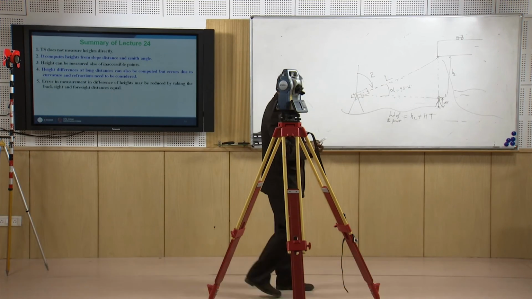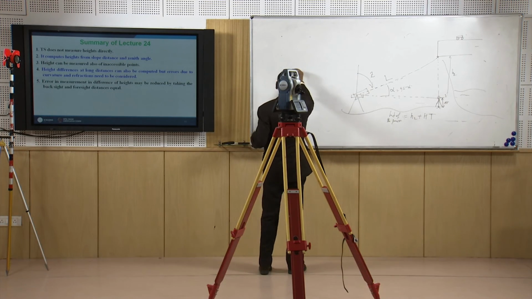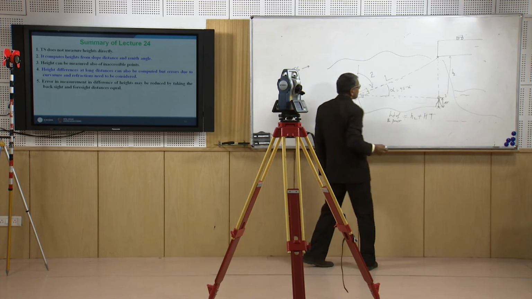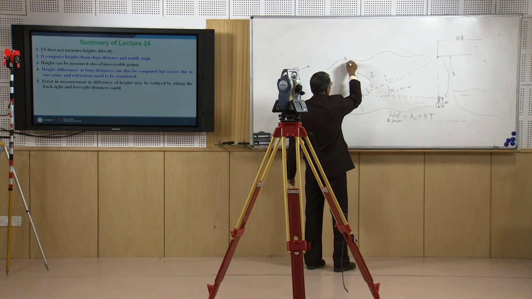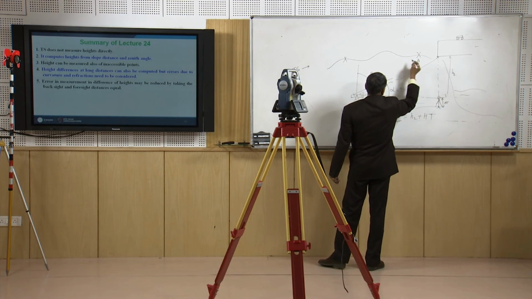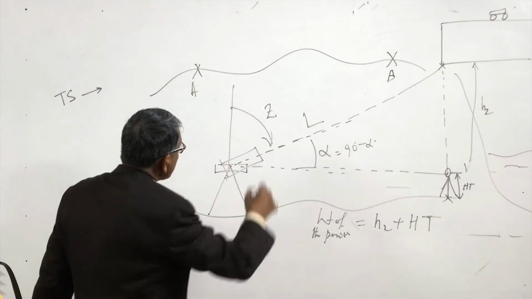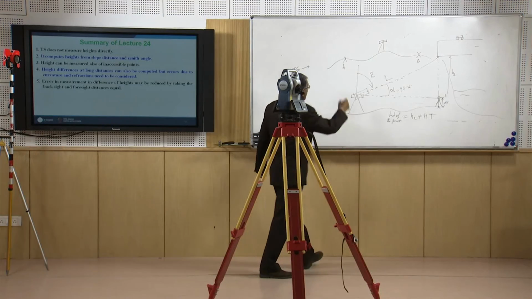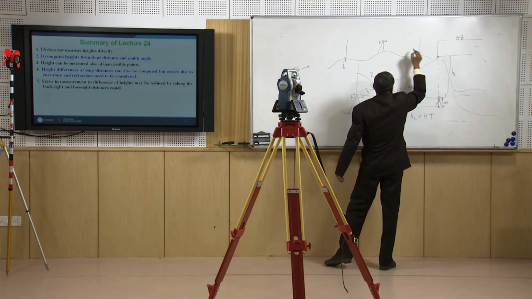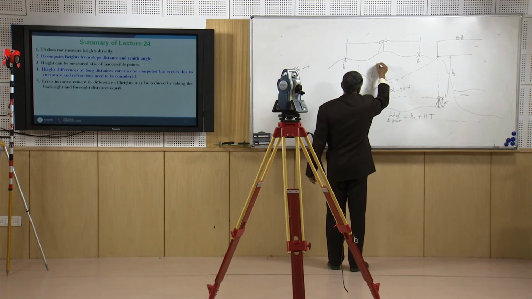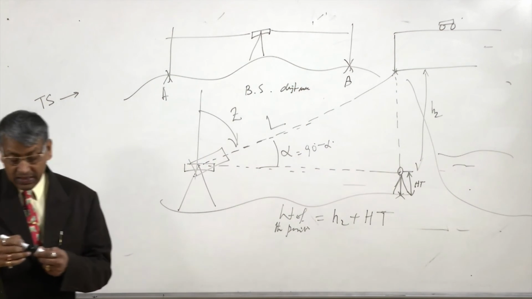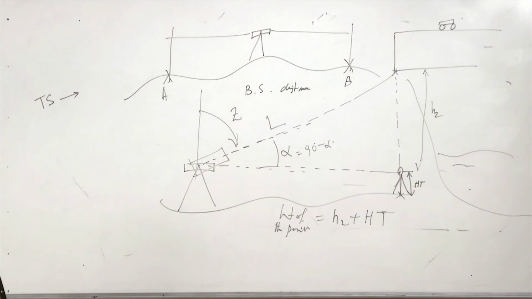Another important point when we make total station measurements: if we want to reduce the error, and if we want to measure two distances far off, suppose A and B, we should try to place the instrument in between, so that the back side and forward side distances are more or less equal. Then many of the errors will cancel each other and we will be able to arrive at better height differences.